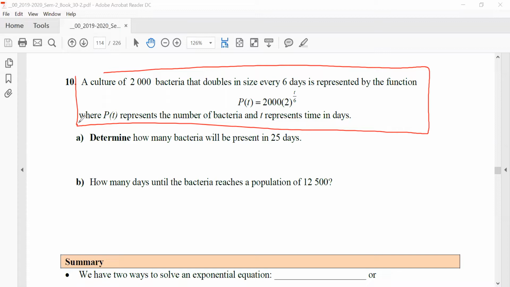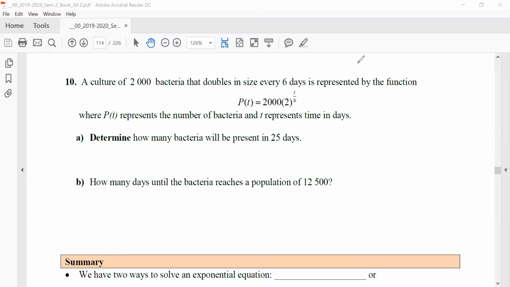So when I get these things, I'm always trying to figure out first off, what are these crazy variables he's throwing at me? What's T? T is time in days. Got it. What's P? P is the number of bacteria. Got it. Okay. A, determine how many bacteria there'll be in 25 days.